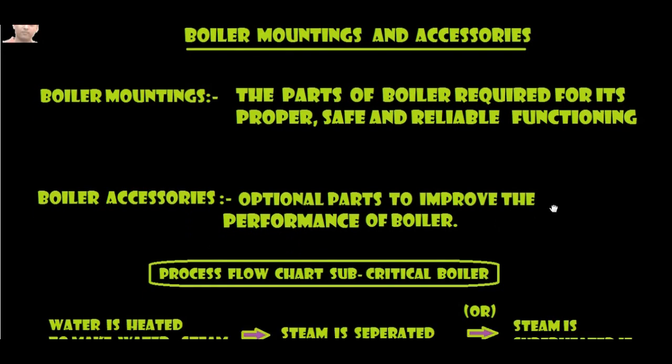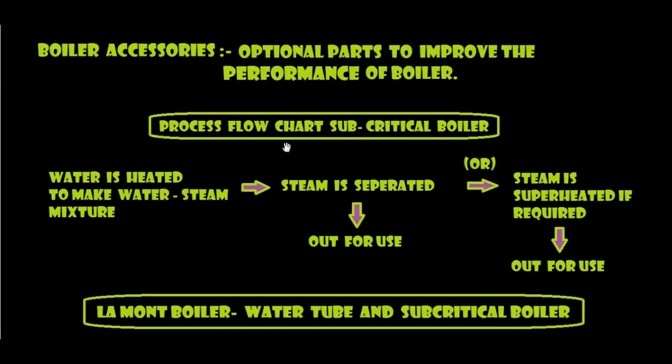Now I will talk about the process flow chart of a subcritical boiler. In the last lecture I told you that a subcritical boiler is one in which steam is developed at a pressure lower than 225 bar. What is the flow chart of the process? Simple: water enters the boiler, and inside the boiler heat is added, and a water-steam mixture is prepared by the addition of heat. The first step is that the water-steam mixture is prepared, then steam is separated and it is out for use.